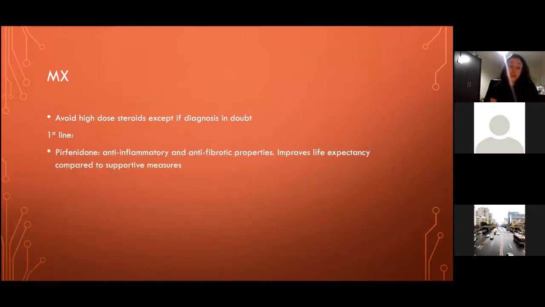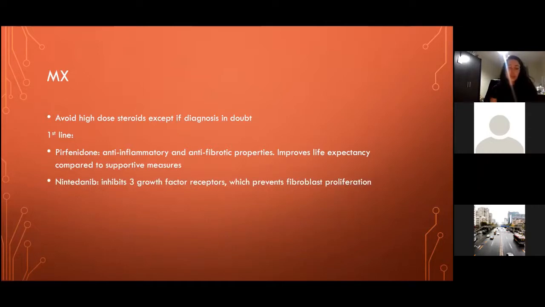And then a bit about the management. The recommendation is generally to avoid high dose steroids, except if the diagnosis is in doubt. Some first line options: pirfenidone, which has anti-inflammatory and anti-fibrotic properties, and that's been shown in studies to improve life expectancy when compared to supportive measures. By reducing the lung scarring, it reduces the disease progression.